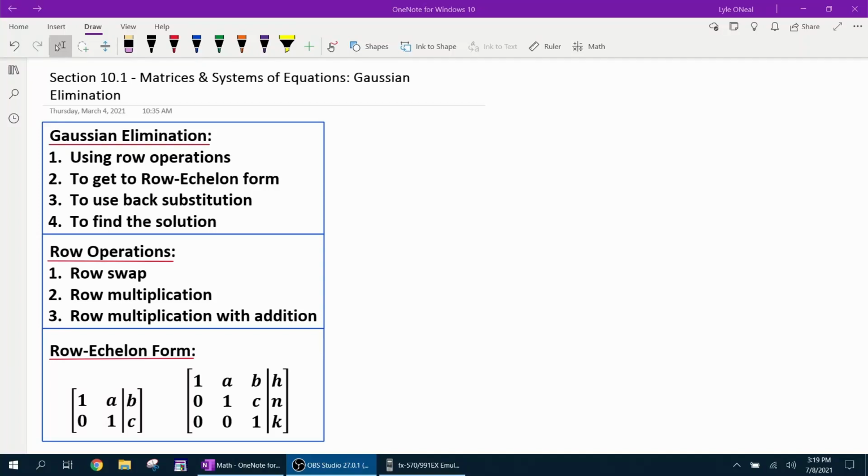Hello and welcome to our lesson on matrices and systems of equations. This is going to be from section 10.1 in our text. We have a lot of material to get through in this lesson, so let's get started.